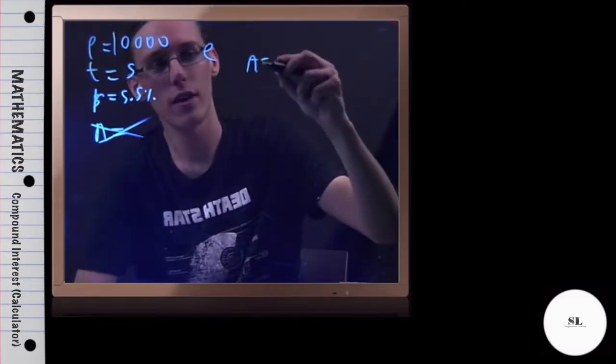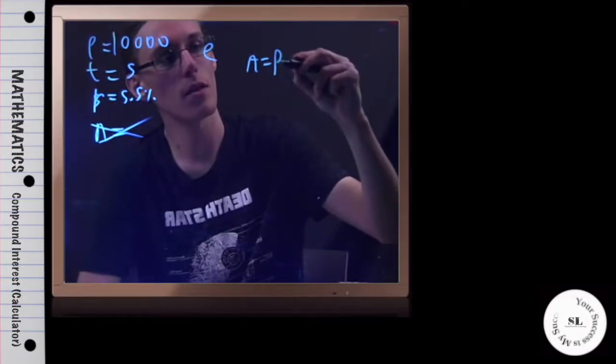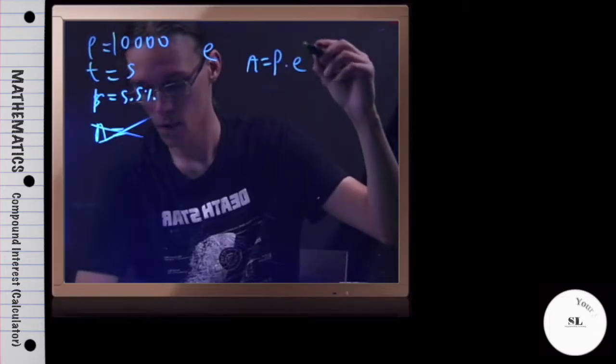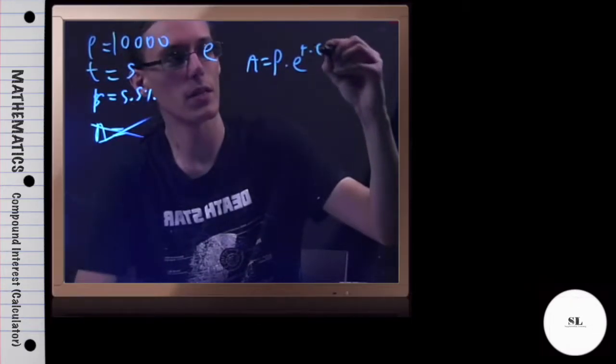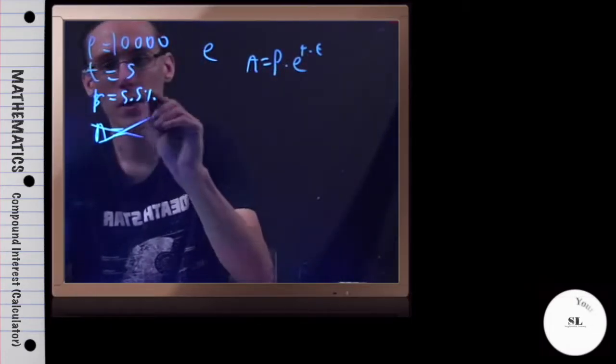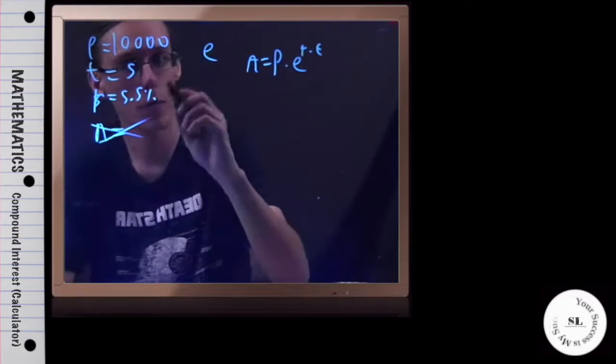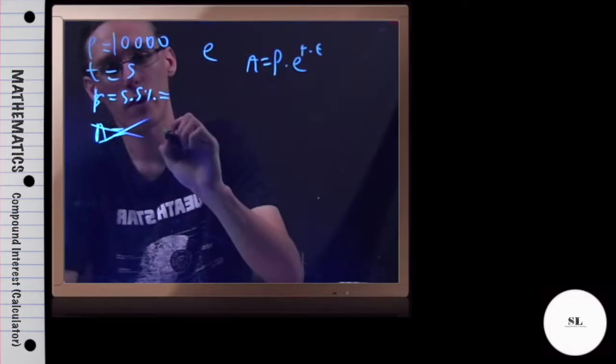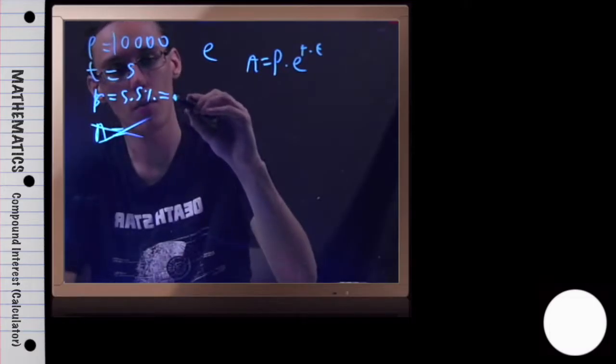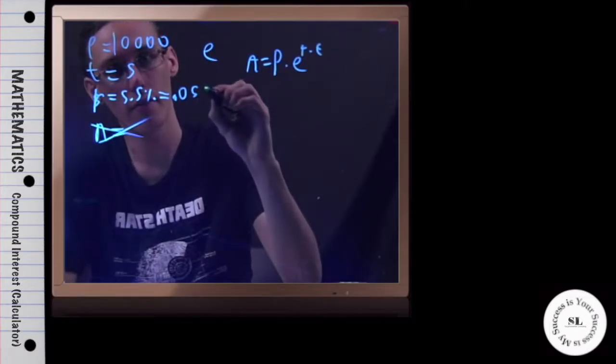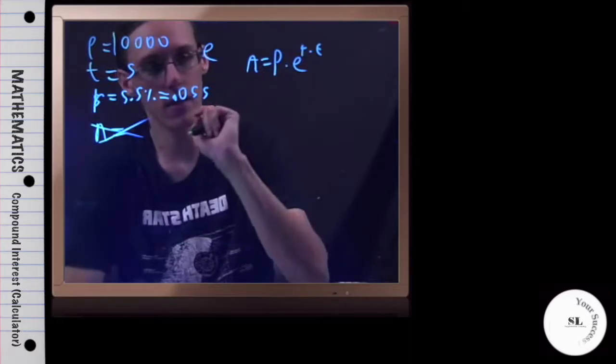It's going to be the future value is equal to the principal times e raised to the rate times the time. So remember, whenever you use a percentage in these formulas, it needs to be a decimal. So 5.5%, take 2 hops to the left, and we get 0.055. And now I'll just plug everything into this formula.